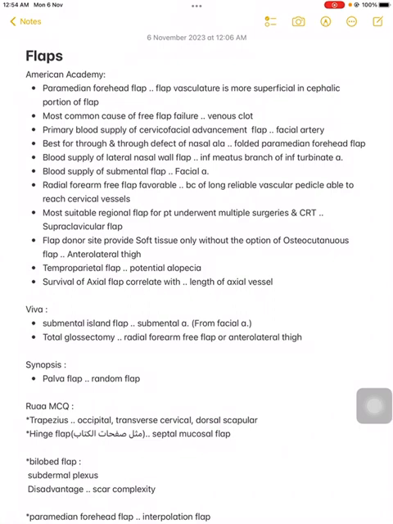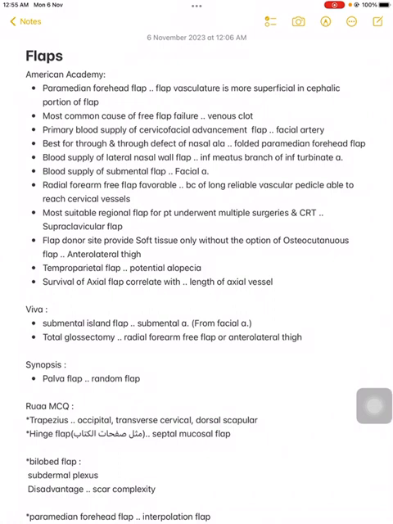We start with the paramedian forehead flap. The note here is flap vasculature is more superficial in the cephalic portion of the flap. The most common cause of free flap failure is venous clot. What is the primary blood supply of cervical-facial advancement flap? Facial artery. You can memorize it, facial, the word facial, so it is facial artery. The best flap for through and through defect of the nasal area is the folded paramedian forehead flap.